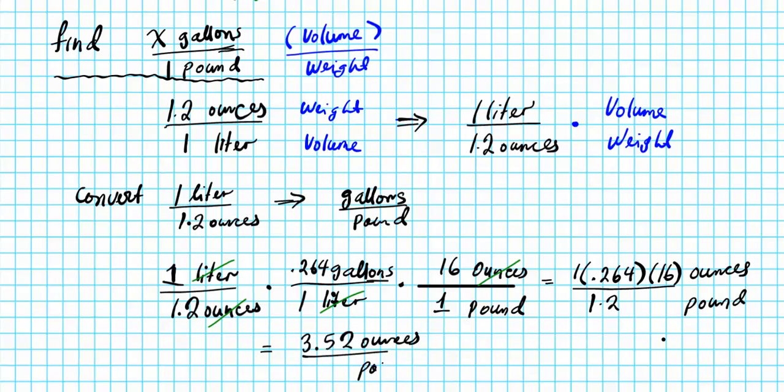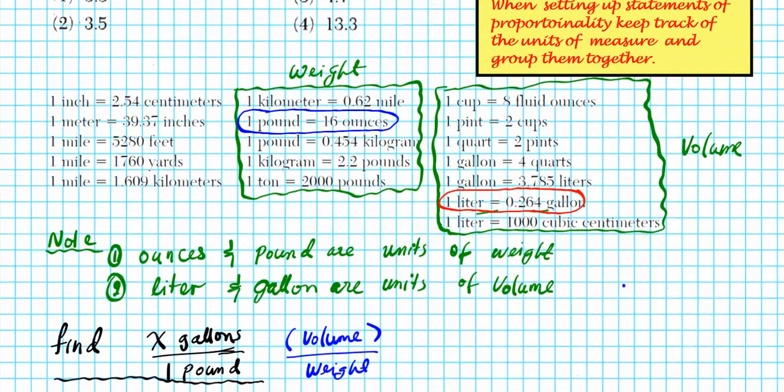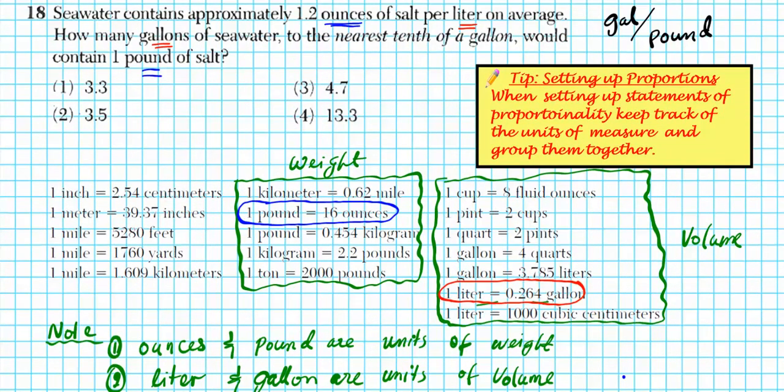The problem asked us to round it to the nearest tenth of a gallon. So we're rounding to the first decimal place. Your answer is going to be 3.5 ounces per 1 pound. Let me box my result. The correct answer is option number 2.